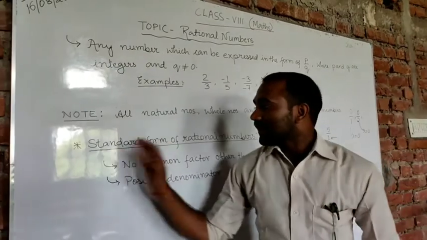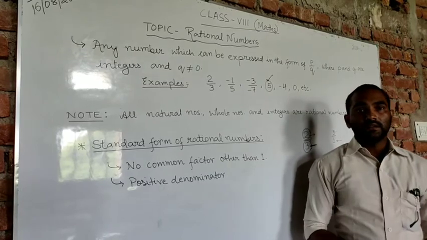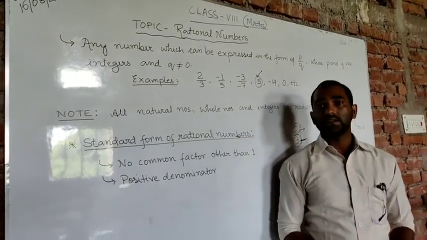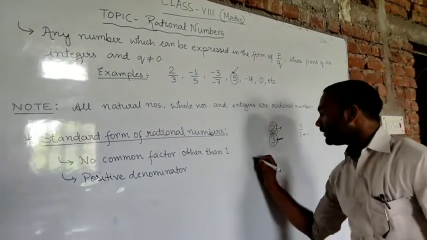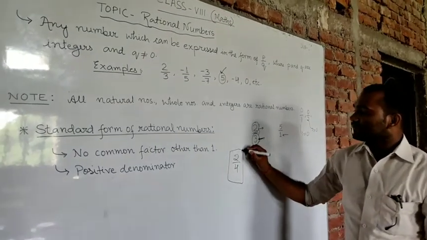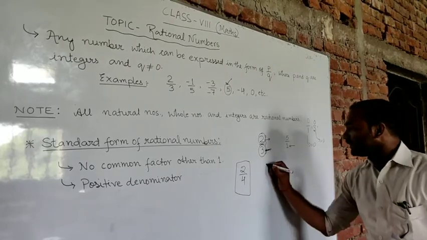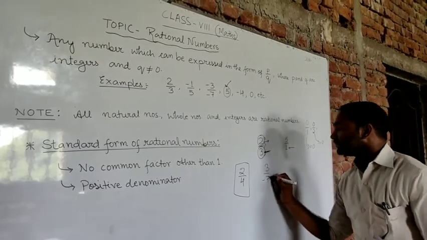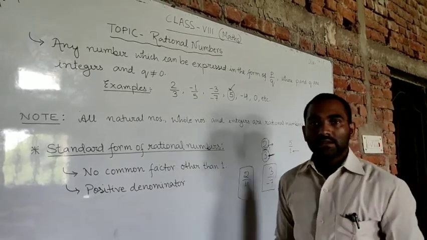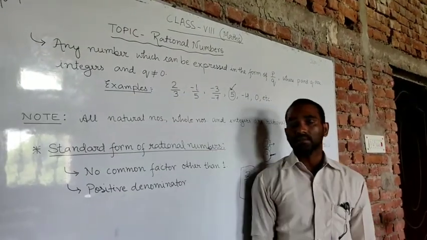Our next topic is the standard form of a rational number. We are talking about rational numbers. It is not necessary that all rational numbers are in standard form. Suppose I am writing 2 upon 4. This is also a rational number, but it is not in the standard form. If I write 3 upon minus 7, this is also a rational number, but it is not in the standard form. So first we shall try to understand the meaning of the standard form of a rational number.